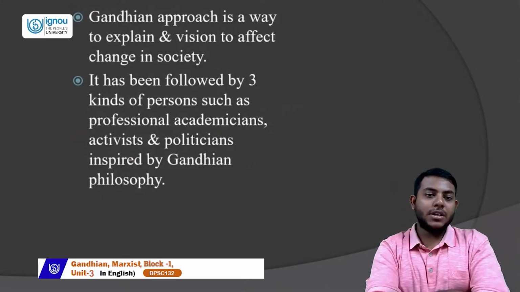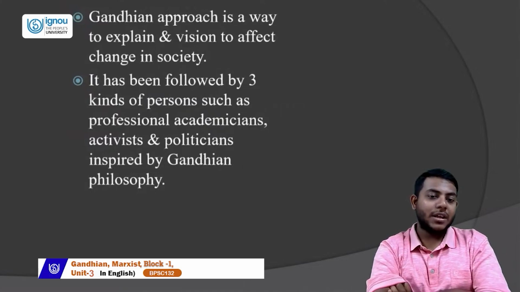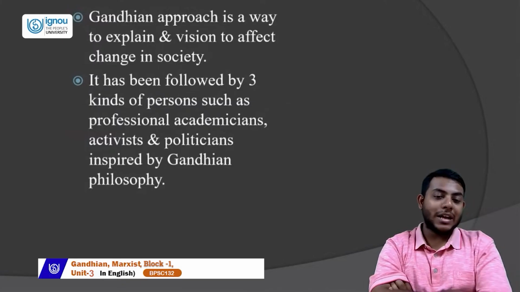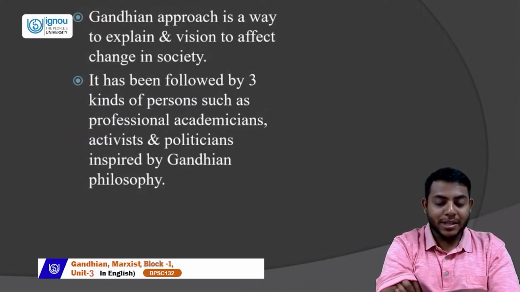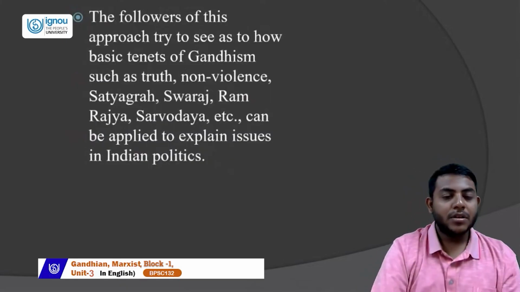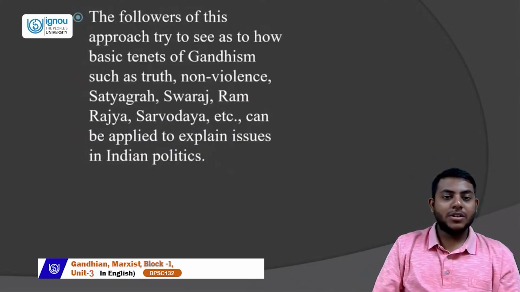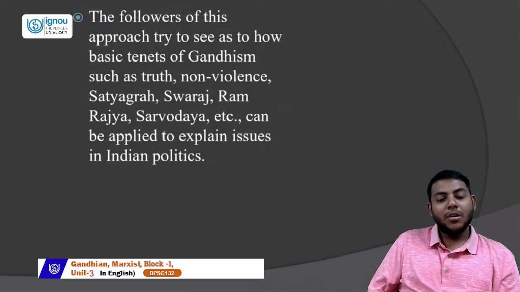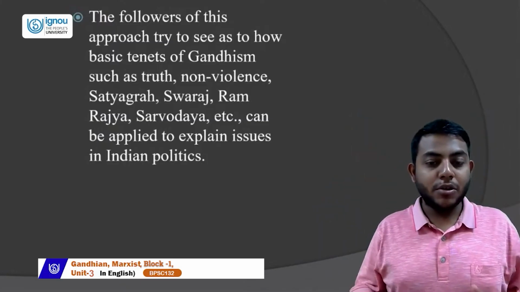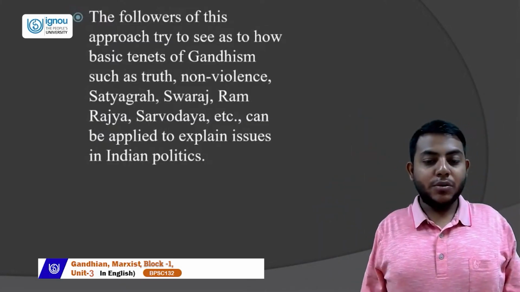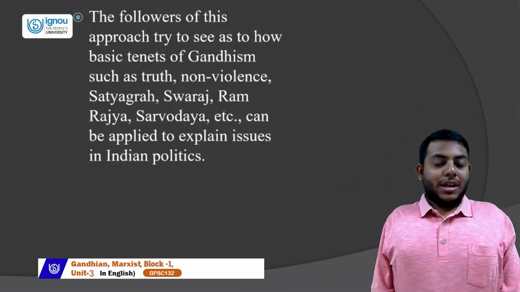The Gandhian approach is a way to explain and a vision to affect change in society, and it has been followed by three kinds of persons: professional academicians, activists and politicians who are inspired by the Gandhian philosophy. The followers of this approach try to see how basic tenets of Gandhism such as truth, non-violence, satyagraha, swaraj, Ram Rajya, Sarvodaya, etc. can be applied to explain issues in Indian politics.